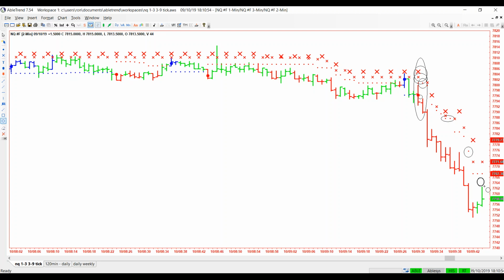I'm going to put my stop here at 64. Wait a minute, I got in at 90. I got a stop now down to 64. I just locked in 26 points in 12 minutes using Abletrend. And that's just one lot.